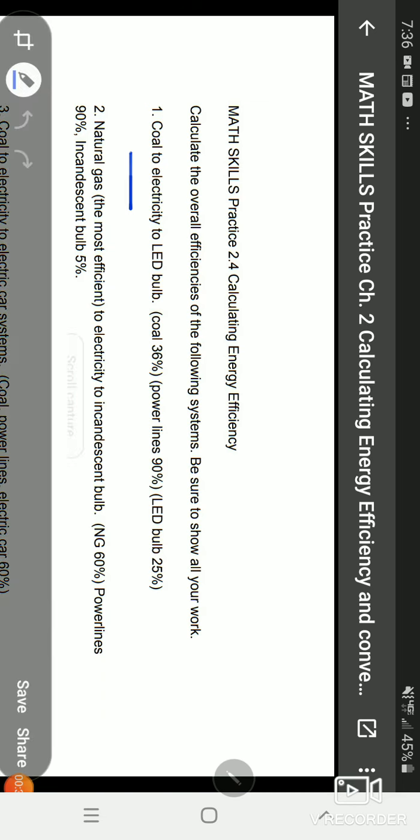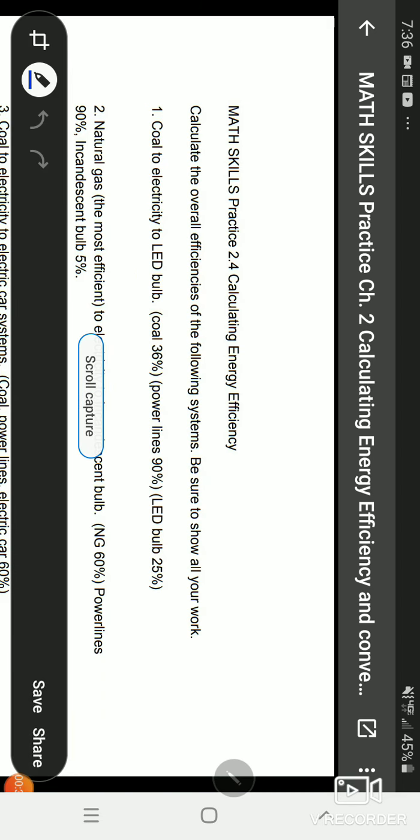write on the screen. So here, what you're trying to do is calculate overall energy efficiency. And in order to do that, you have to know the components of the system. In this instance, we're moving from coal to electricity to an LED bulb, which is a fairly common occurrence. I have LED bulbs in my house.